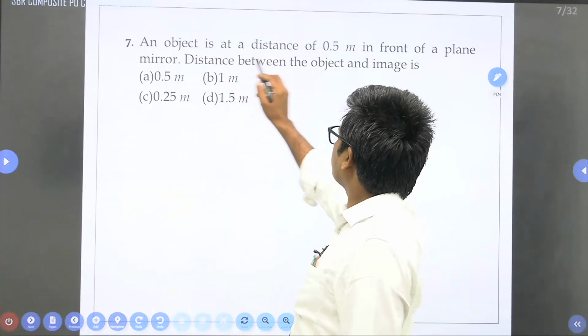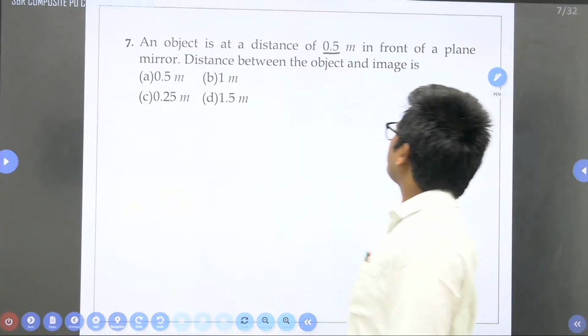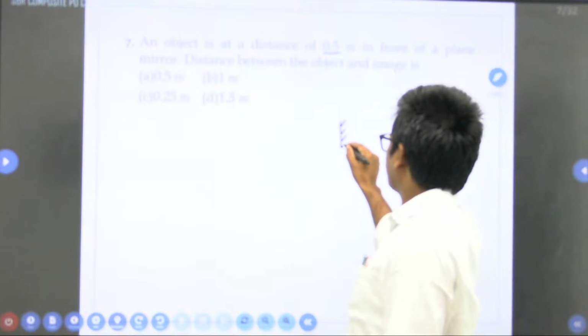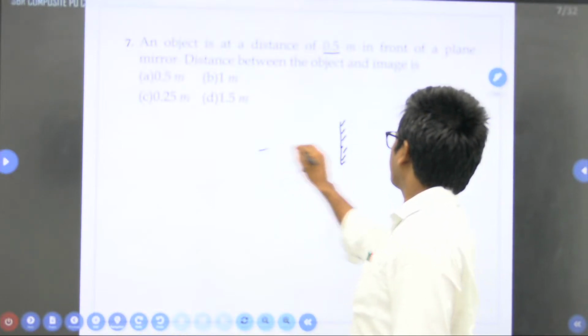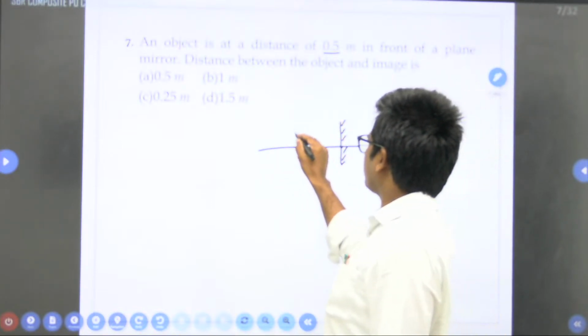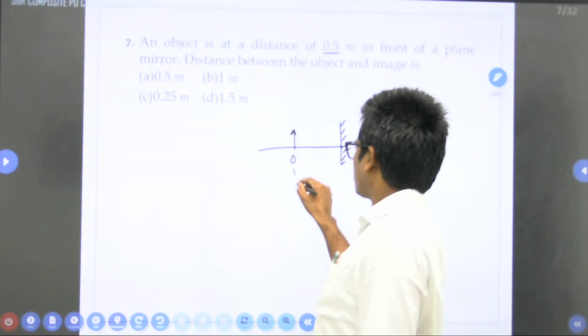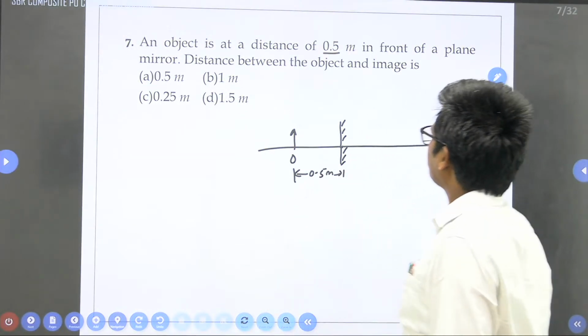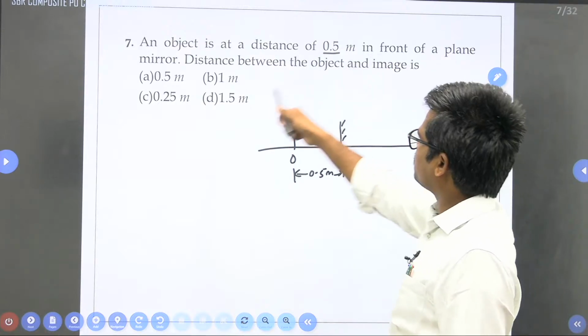See here, an object is at a distance of 0.5 meter in front of the plane mirror. Let me say here, this is a plane mirror. Where is the object? Somewhere here. At what distance is that object? 0.5 meter in front of the plane mirror.